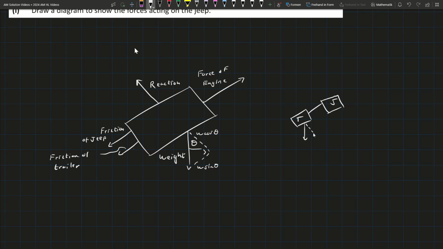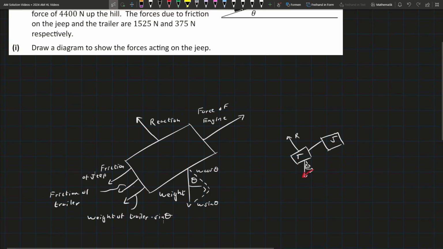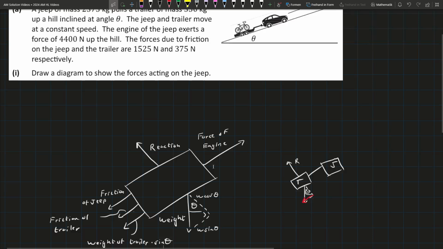The trailer is being pushed down. Of course, part of the weight is going to be cancelled out by the reaction force, but the other part of the weight, this part here, let me just do it in red, that's pulling it down the slope. So obviously if this is connected to the Jeep, that's also going to be pulling it down the slope. So we're going to have the weight of the trailer times sine of theta pulling down this direction as well. It's kind of hard to know how much they'd want or how they'd want you to lay it out, but this is quite a clear way of laying it out. So that's what I do.